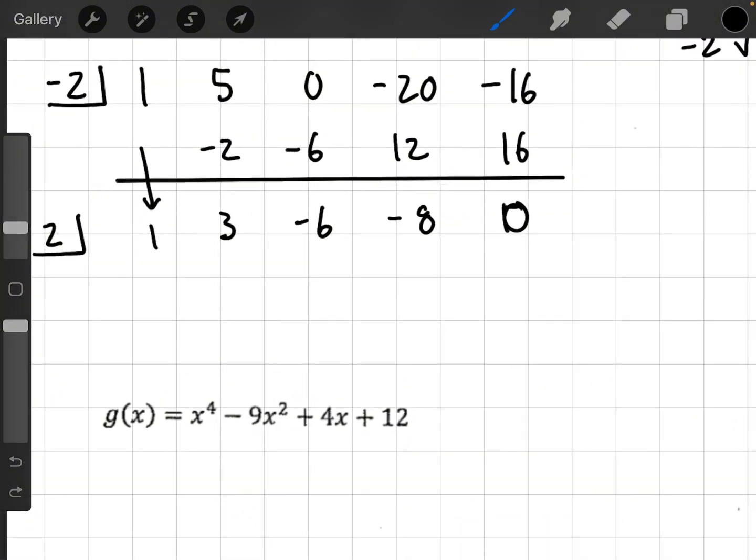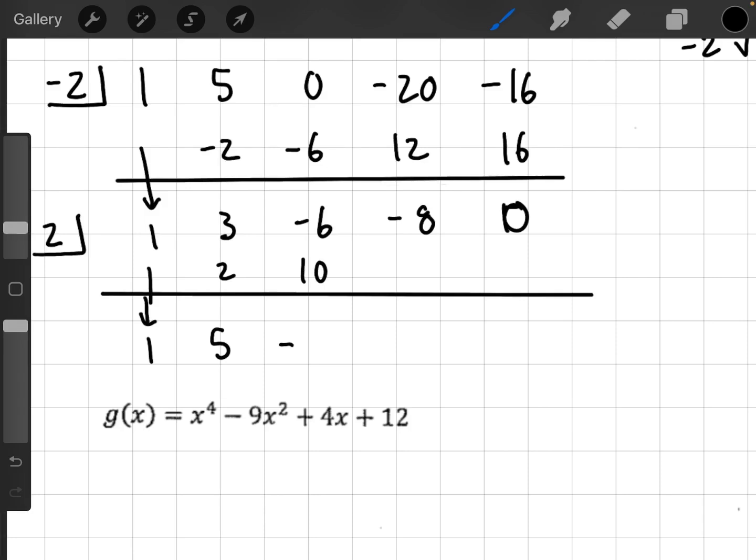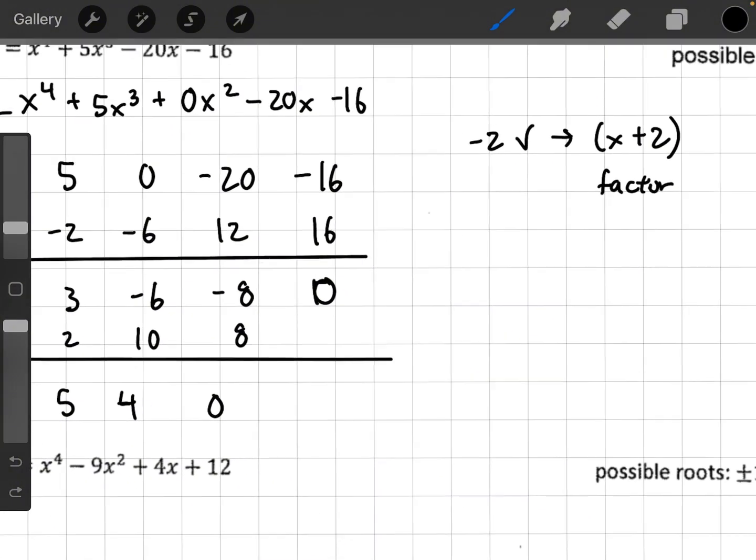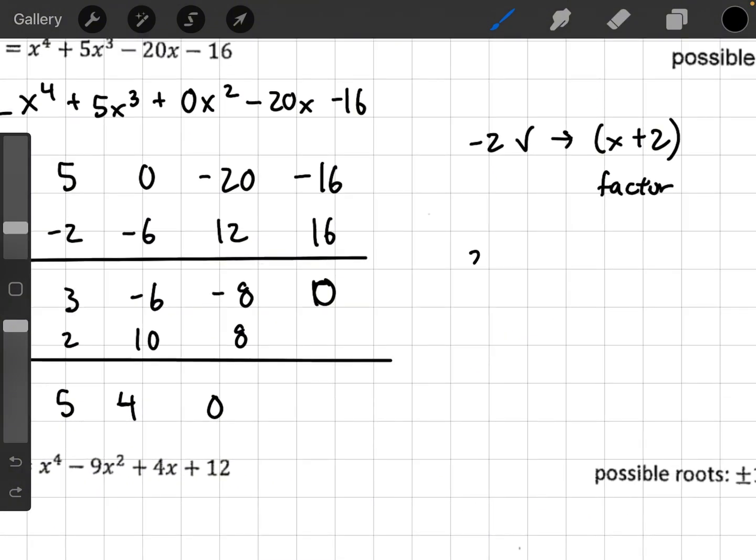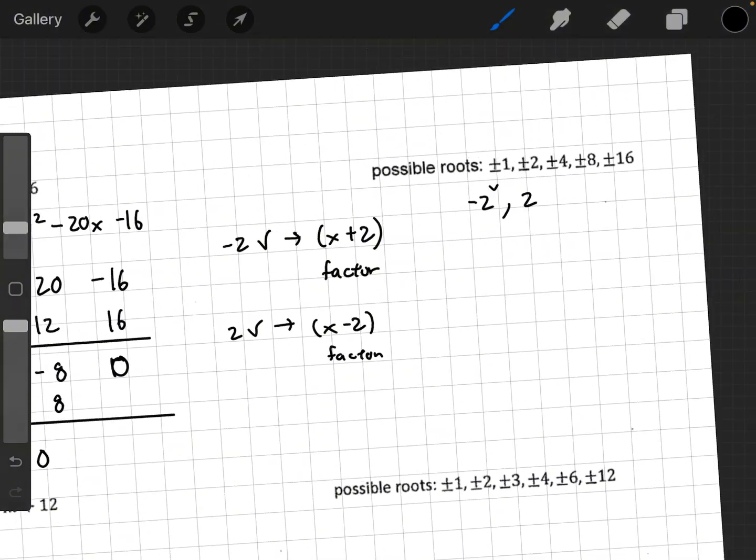We bring down the first term, which is 1. And continue. 1 times the root, 5, 10, 4, 8, and 0. Here we have another 0, which means that 2 is a root and x minus 2 is a factor. So 2 worked.